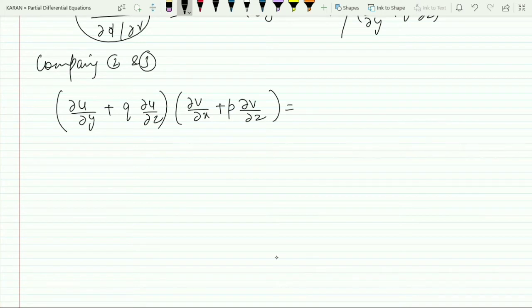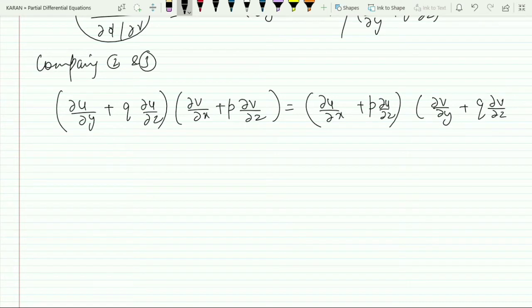This is equal to ∂u/∂x plus p times ∂u/∂z, correct, multiplied with ∂v/∂y plus q times ∂v/∂z. So this is the required differential equation. Or, on simplifying, you will get an expression like Pp plus Qq equals R.